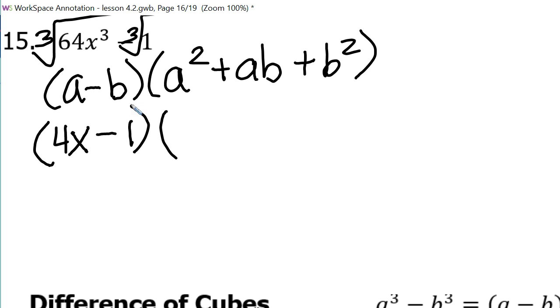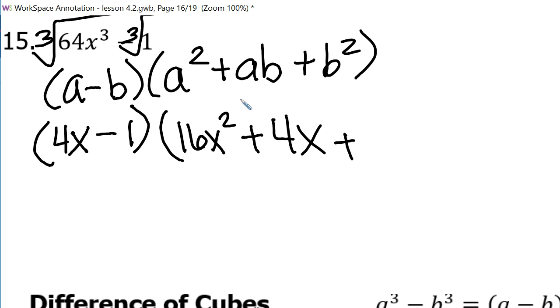Now, 4x needs to be squared. So what is 4x times 4x? 16x squared. Then a plus sign. What does AB mean? Multiply. So we need to multiply 4x times 1. That gives us 4x. And the formula shows there should be a plus for the 4x. And then another plus sign. And we need to square the 1. And 1 squared is 1.